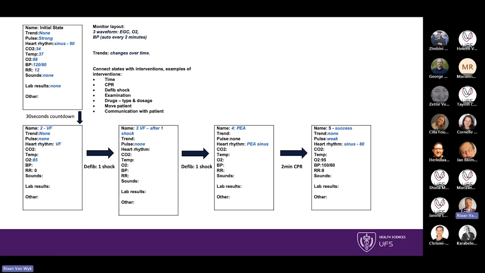The patient will still be in VF. We want to see them do a second shock. Then maybe the patient moves to a different state. And then we have success, hopefully, at the end of some CPR and so on. So this is just a very simple example of what we need to program in some cases.